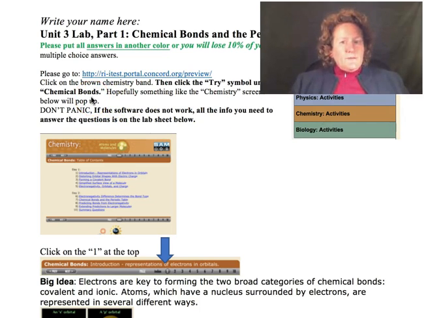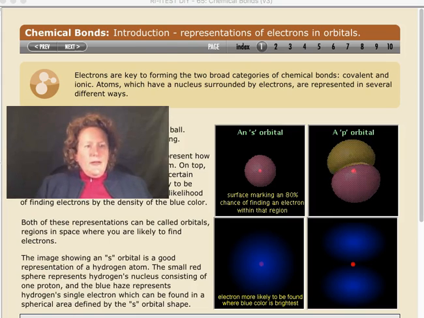Don't worry if you can't get the software to work. We'll go over everything you need to know in this video. So let's begin. I'm going to fire up the software. It'll look something like this, and we'll start at page 1. So here's the first part of the lab.